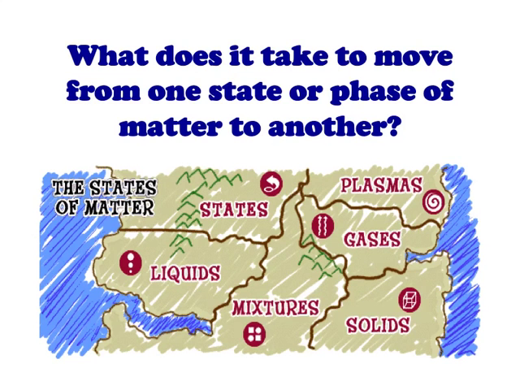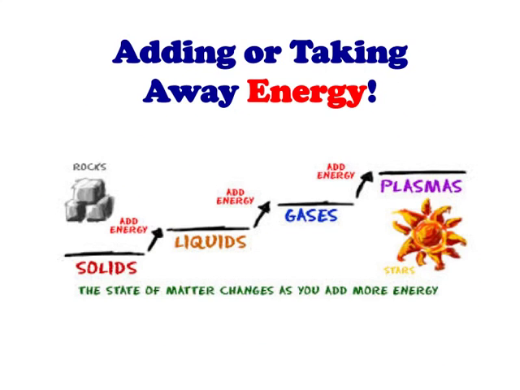Now I want you to take just a minute and ask yourself, what does it take to move from one state or phase of matter to another? How does it turn from a solid to a liquid to a gas to a plasma? What does it need to move from one form to the other? If you said adding or taking away energy or heat, you're correct. Remember that when we talk about energy, we could also be saying heat.